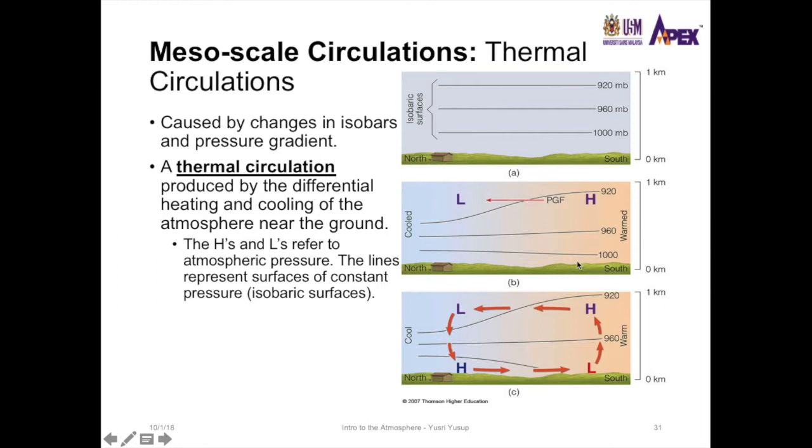Because of differential heating between the north and the south, the isobars expand, which creates a high pressure zone in the south and a low pressure zone in the north, and this creates the pressure gradient which moves the air from the south to the north.